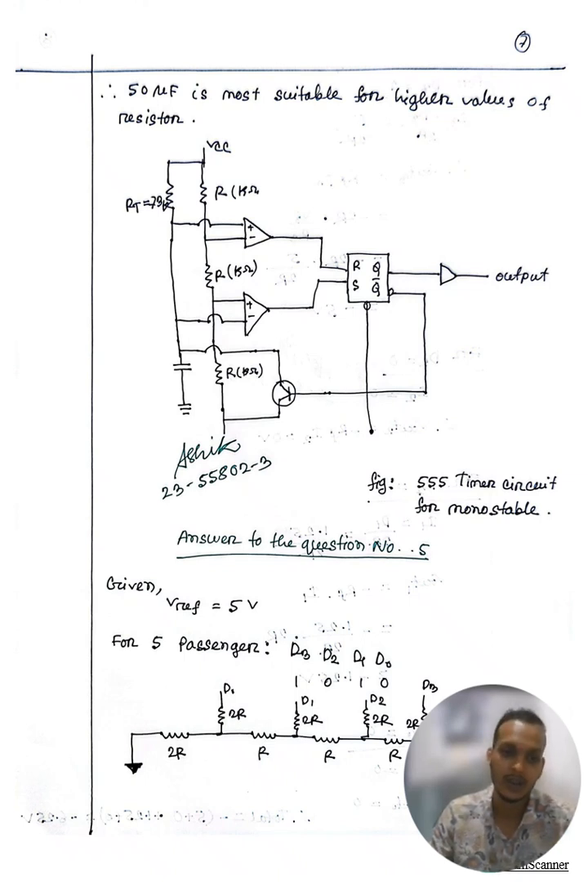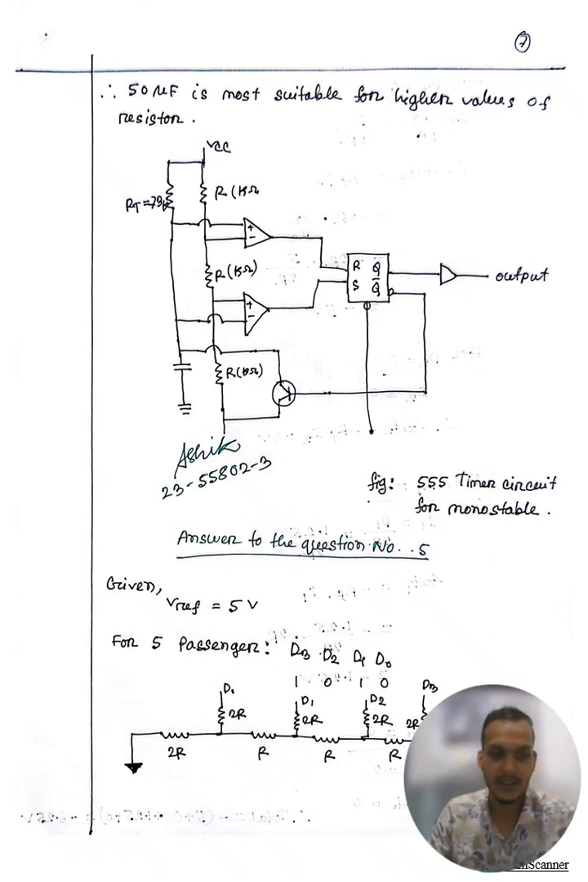Why do I use a monostable circuit? In monostable mode, the 555 timer produces a single pulse when triggered. The pulse width T is determined by the resistor R and capacitor connected to the timer.